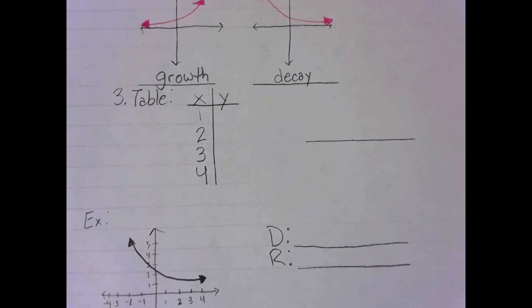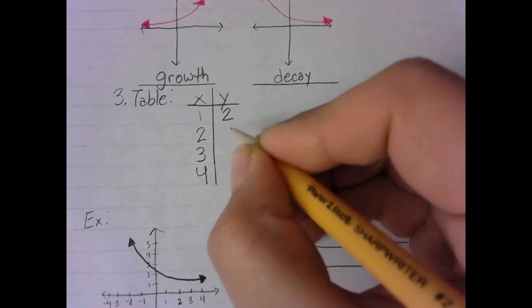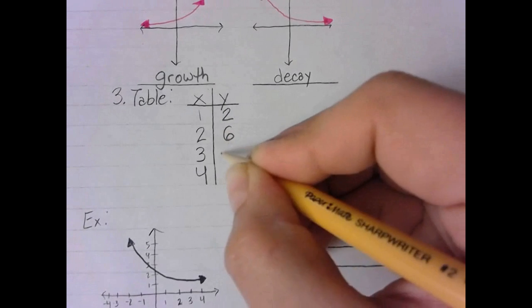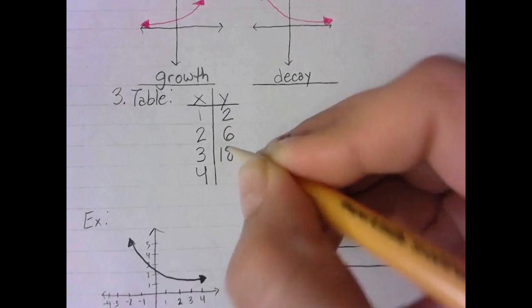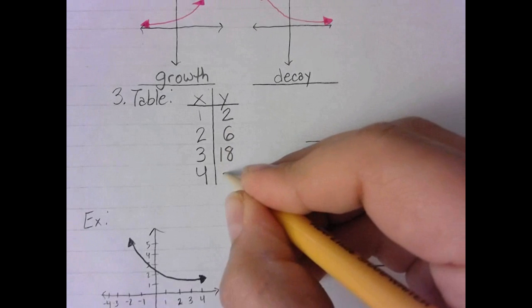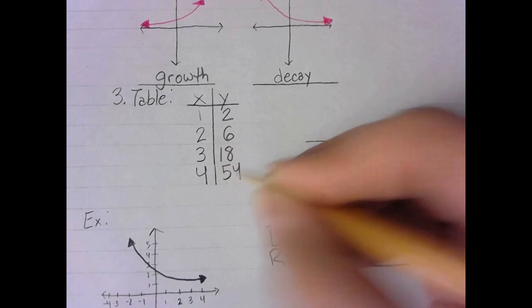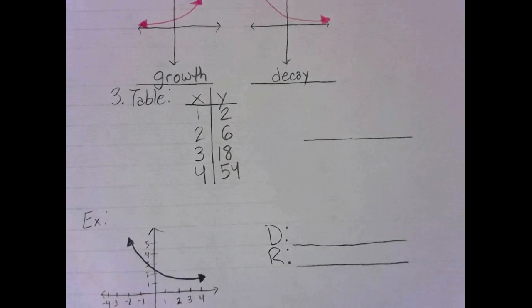Alright, so here's our table. We got 1, 2, 3, 4. Let's say our y's are 2, 6, 18, 54. No, those numbers got big fast. So here's what hopefully you'll see.